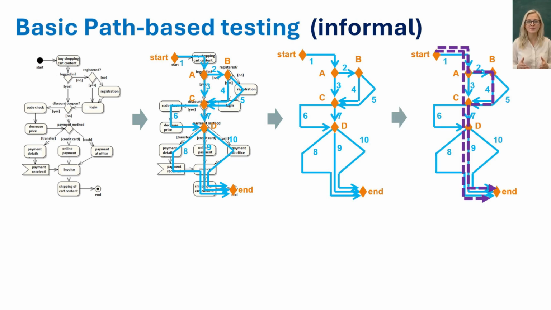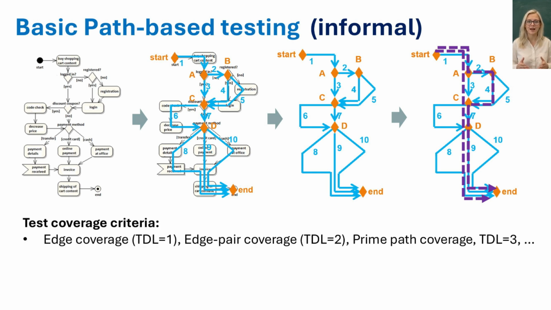Then, we find test paths in the graph. They are actually paths in the graph in the mathematical sense. They start in a starting node of the graph and end in any of the graph end nodes. The number of these test paths and the way they traverse the graph are determined by the test coverage criterion, which we will talk about later.